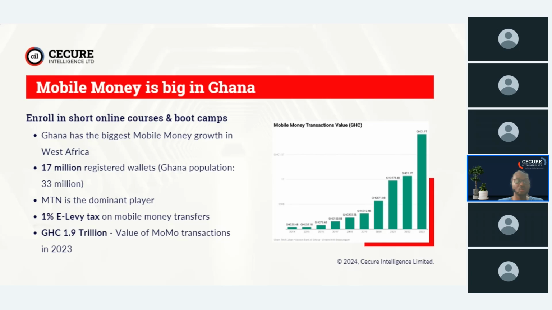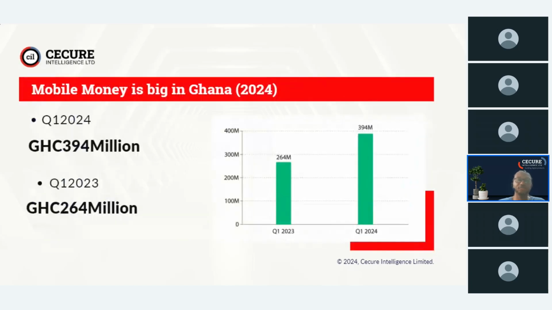On the next slide, what we're going to see is that in Q1 of this year alone, there's been 394 million cedis worth of transfers. If you compare that to Q1 in 2023, this was 264 million. You already see that it surpassed that growth. So we're going to see bigger growth numbers in Ghana compared to last year, which was 1.9 trillion. It wouldn't be surprising if we saw maybe 2 trillion worth of Ghana cedis transferred in 2024. So mobile money is still a big deal when it comes to Ghana and even Nigeria as well.